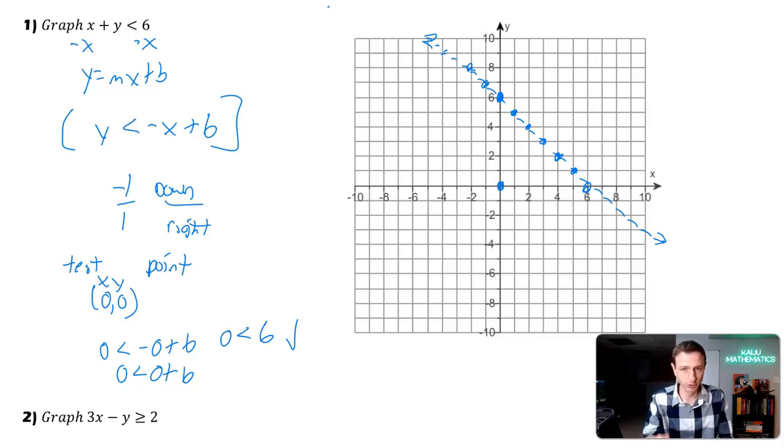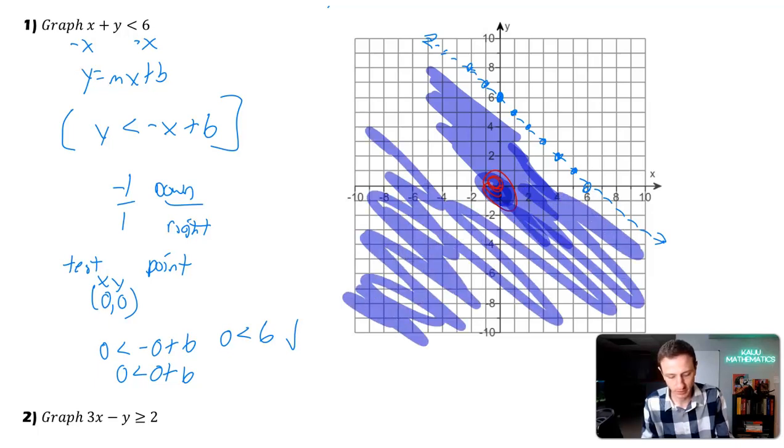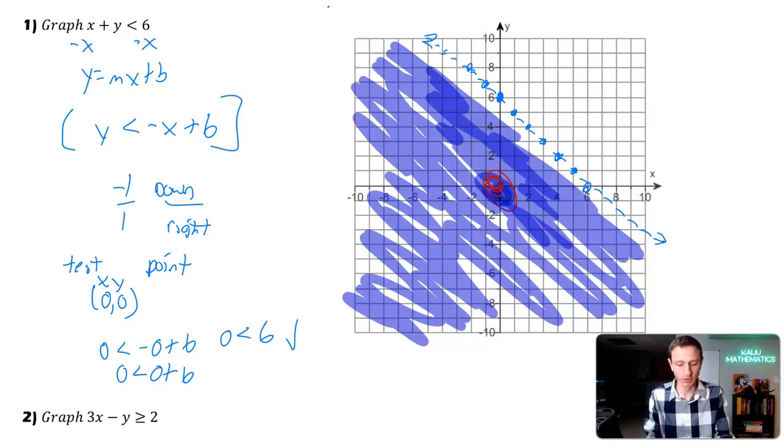Since my test point was true, that means I'm going to shade the side with my test point. So I'm going to shade underneath my line. My test point, 0, 0, was right in here. Since that was true, my solutions are below the line. I'm going to highlight just this. Any point in my highlighted region is going to be true, so any ordered pair there would make that a true statement.